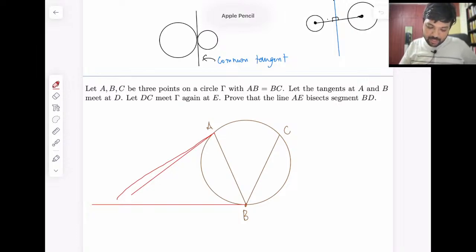So let ABC be 3 points on a circle gamma with AB equal to BC. Let tangents at A and B meet at D, and let DC meet gamma at E. Prove that the line AE bisects segment BD. I can't see it. What is D? Okay, D. AE bisects segment BD. Does anyone have any suggestions? Please draw it yourself, since my Apple Pencil is not detecting.